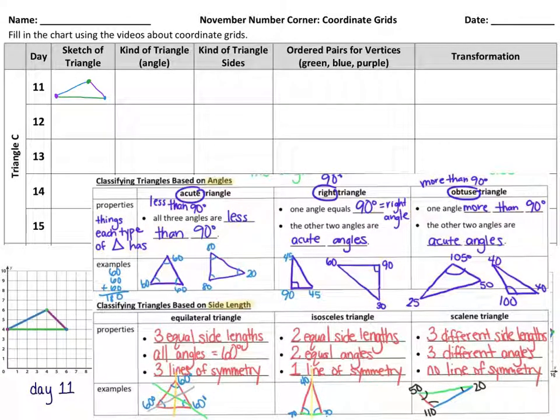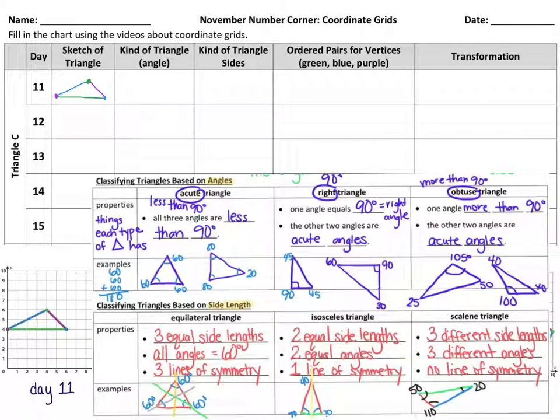Alright, now to figure out the kind of triangle based on the angles, we need to look at each of the angles and see if they are greater than, less than, or equal to 90 degrees. So we can easily see this one is way less than 90 degrees, and this one is also less than 90 degrees. So we really just need to look at this one to figure out if it is greater than or equal to 90 degrees.